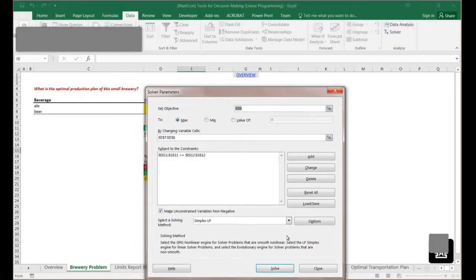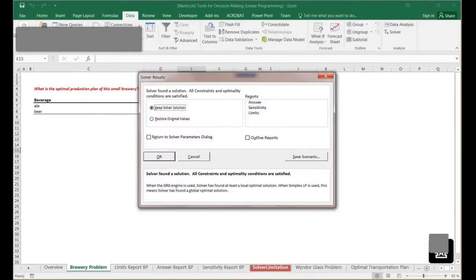Of course, you can find much more here. We don't have the time to discuss it here, but maybe you can play with it a bit. Maybe an important thing here is "Make unconstrained variables non-negative." This is the case here. And we press Solve. Read really what it says, because it does not always find a solution. Here it found one. All constraints and optimality conditions are satisfied.